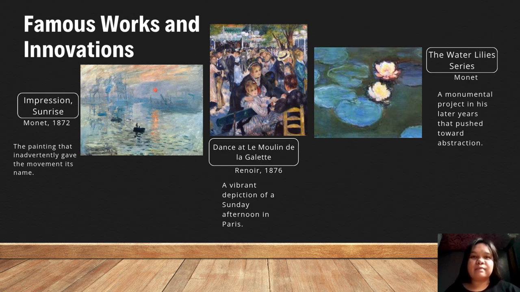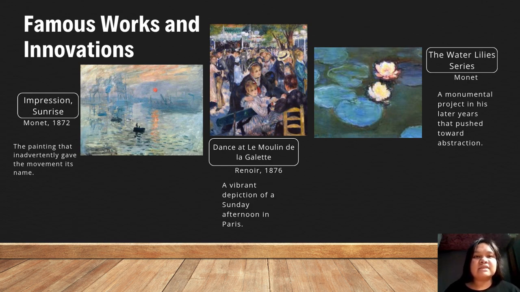Now we have the famous works and innovations that were highlighted in the Impressionism era. So first we have Impression, Sunrise by Claude Monet in 1872. The painting that inadvertently gave the movement its name. So it's a very literal depiction of Impressionism, just by looking at the style and the name also.